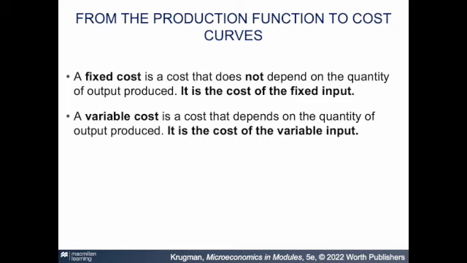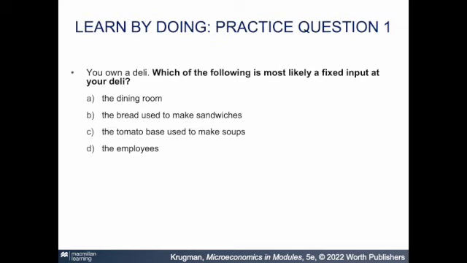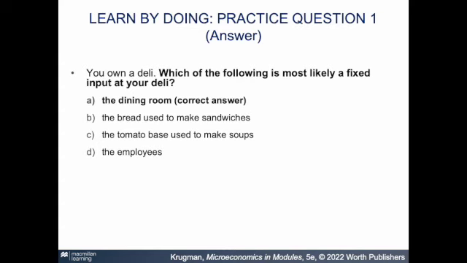Learn by doing. Practice question 1. You own a deli. Which of the following is most likely a fixed input at your deli? A. The dining room. B. The bread used to make sandwiches. C. The tomato base used to make soups. D. The employees. A. The dining room, correct answer.